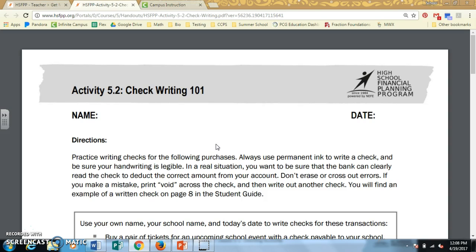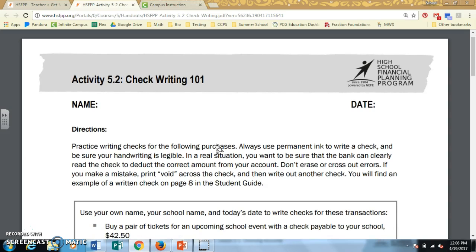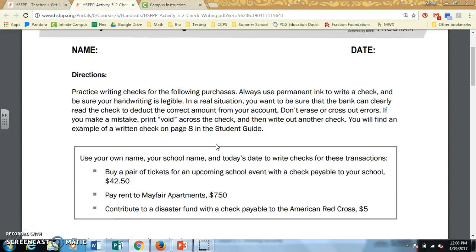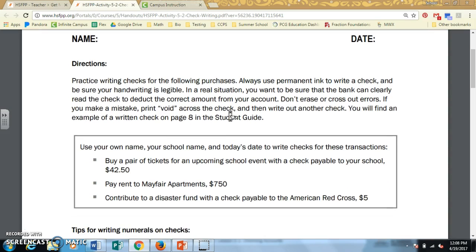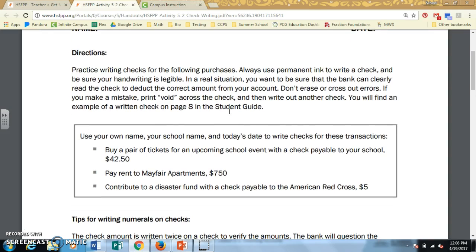So here is your assignment. Look in your notebook to Activity 5.2, Check Writing 101. Your directions are to practice writing checks for the following purchases. Always use permanent ink to write a check. So when you do this, use permanent ink. That means not erasable ink. Don't use a pencil. Don't use a colored pencil, or don't use a red pen. You should stick to blue or black ink.